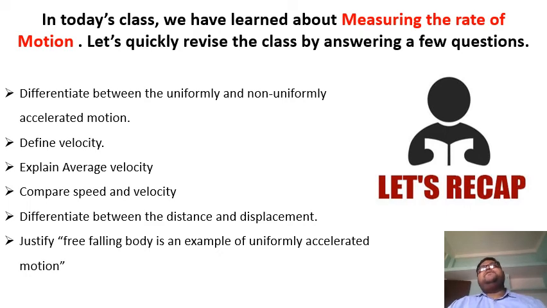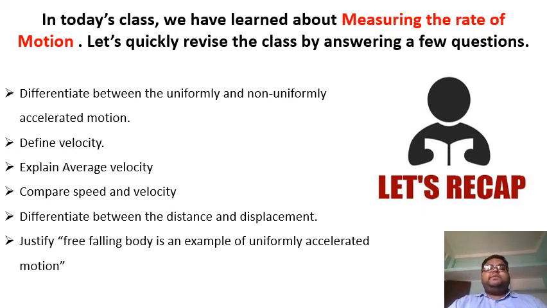How do we define average velocity? We define average velocity as the total displacement divided by the total time. The sum total of all the displacements divided by the total time taken to do all those displacements is called the average velocity. When we compare speed and velocity, we find that speed is a scalar quantity, whereas velocity is a vector quantity. Speed does not require any direction, but velocity needs a direction.